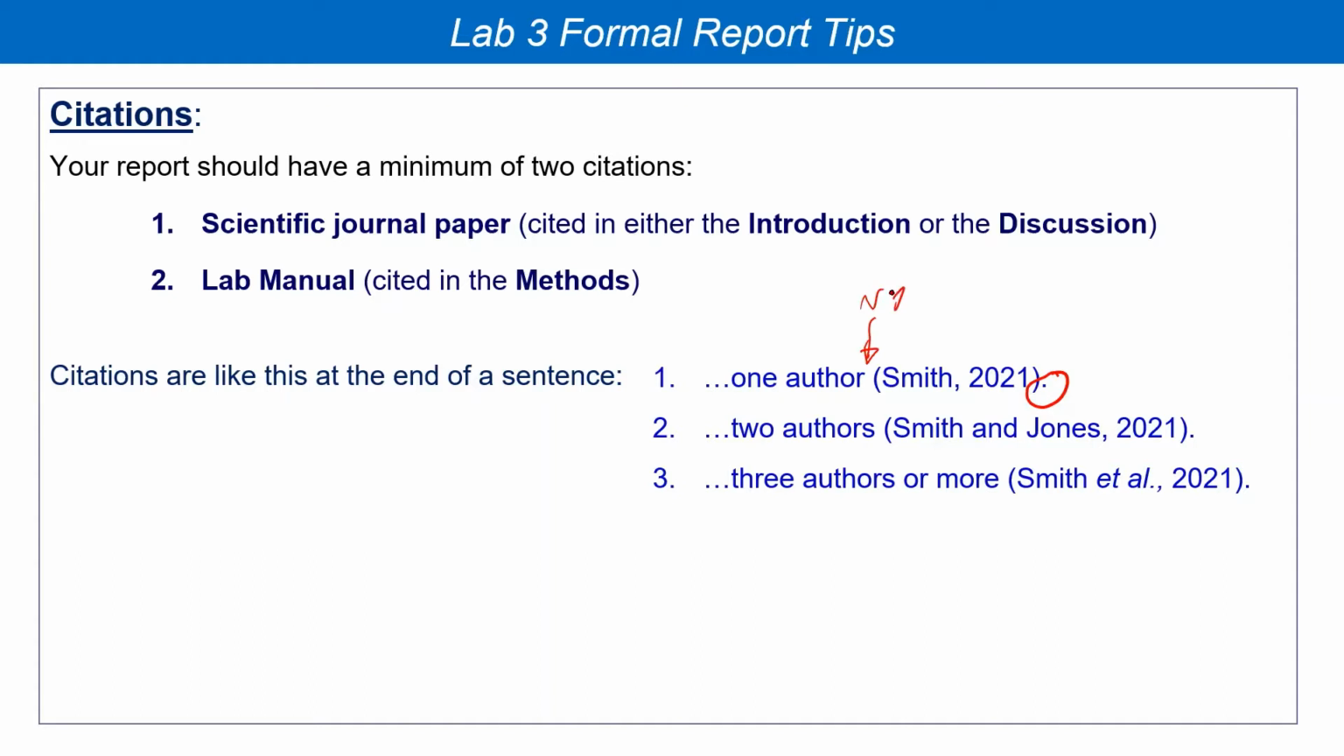So one author is just the author's last name, comma, the year. For 2 authors, the 2 names, so Smith and Jones is the example there, comma, followed by the year. If it's 3 authors, you're going to use this thing here, which is et al. That's Latin for et others, and that's going to be in italics. So al is abbreviated, so it has a period after it, and then a comma like before.